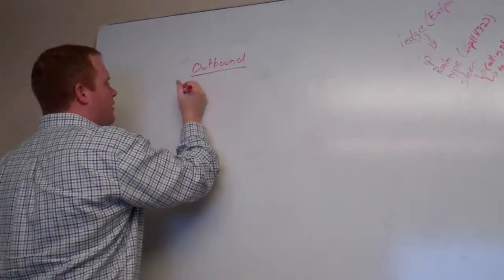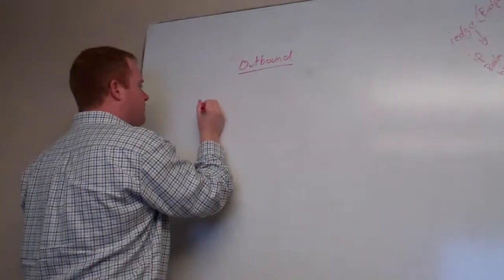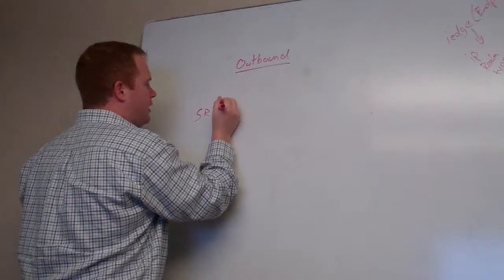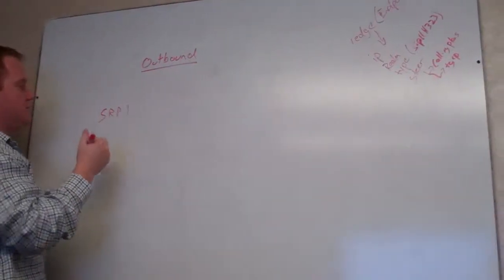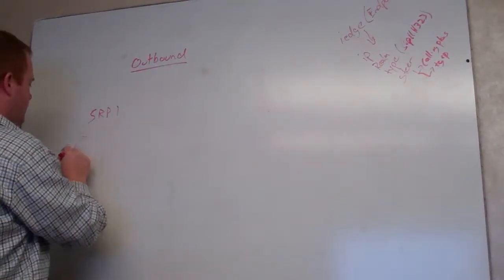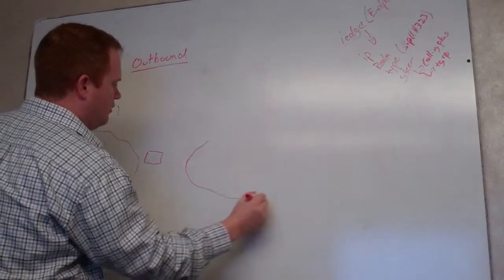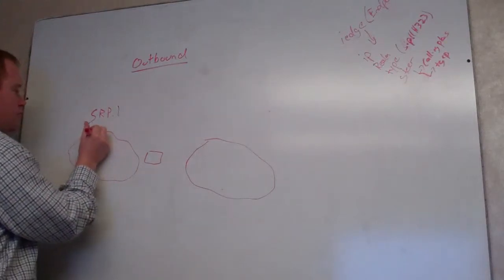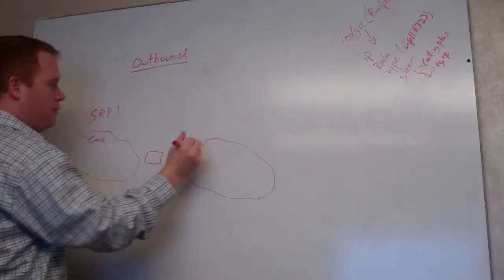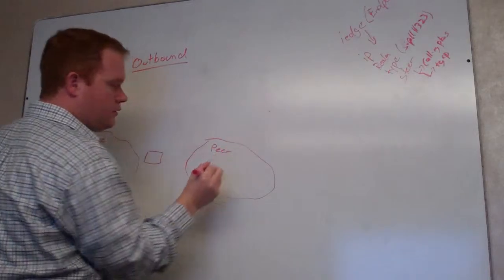All right, so the first endpoint we're going to create is called SRP.1, based on this. If we're going to look into the two networks that the SBC is bridging in, we have a core network and a peer network. So I have a question, I'm sorry.